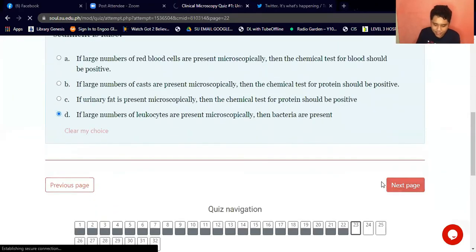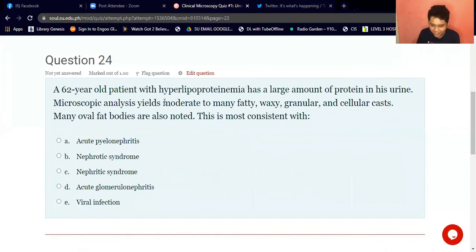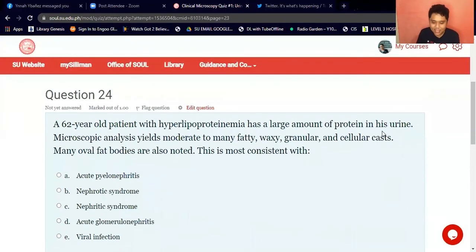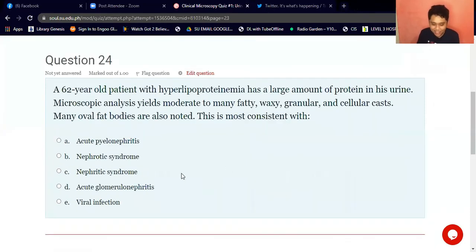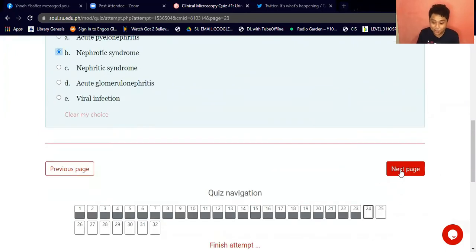Okay. All right, 24. Ayan, 62-year-old patient, hyperlipoproteinemia, large amount of protein in your urine, massive proteinuria, fatty, waxy, granular, cellular cast, oval fat bodies, daghang fat sa ihi, daghang protein sa ihi. Unsay answer? You have nephrotic syndrome. Taas ang protein, daghang fat sa ihi, wag na mag-isip, that is for nephrotic syndrome.